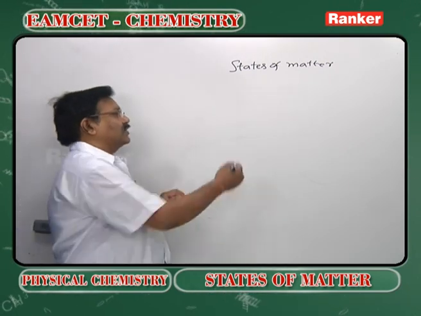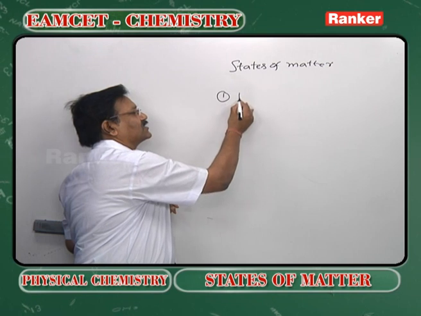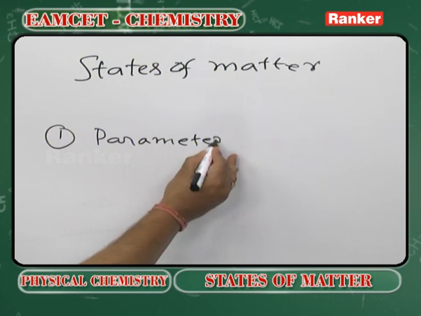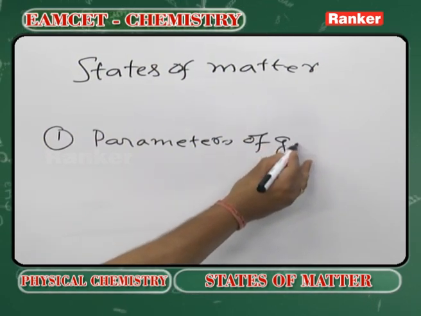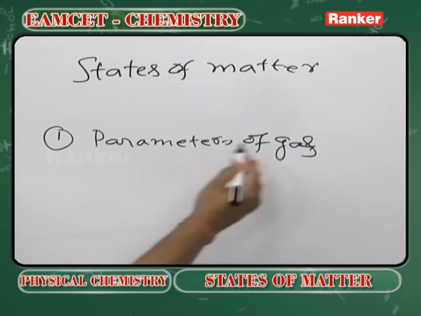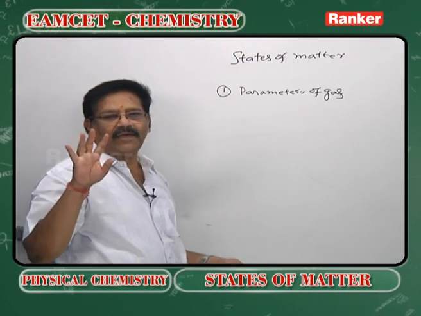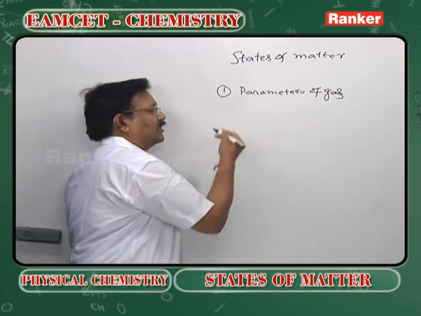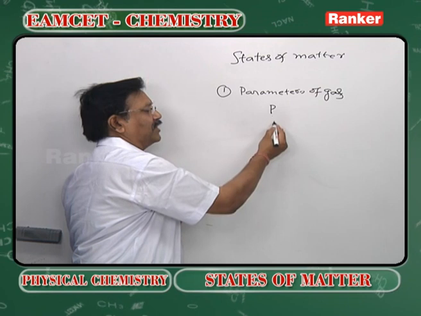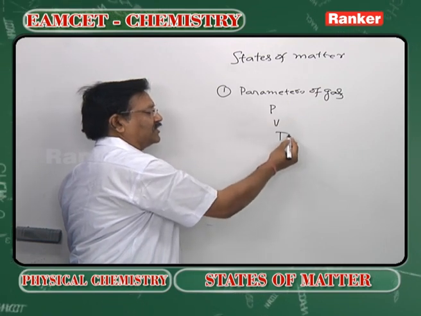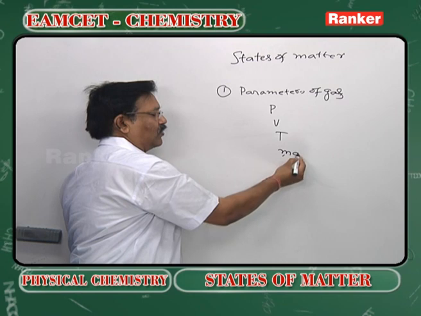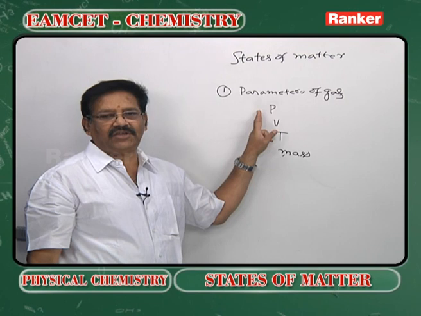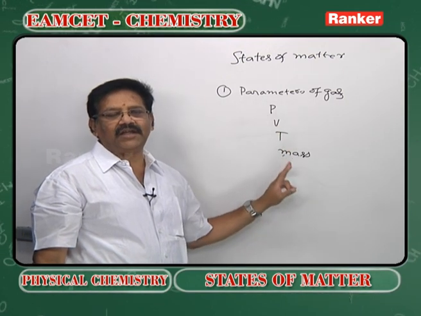One is parameters of the gas. What are the parameters of the gas? Every gas is defined by 4 parameters. What are the 4 parameters that are used to define a gaseous state? Pressure, volume, temperature and mass.